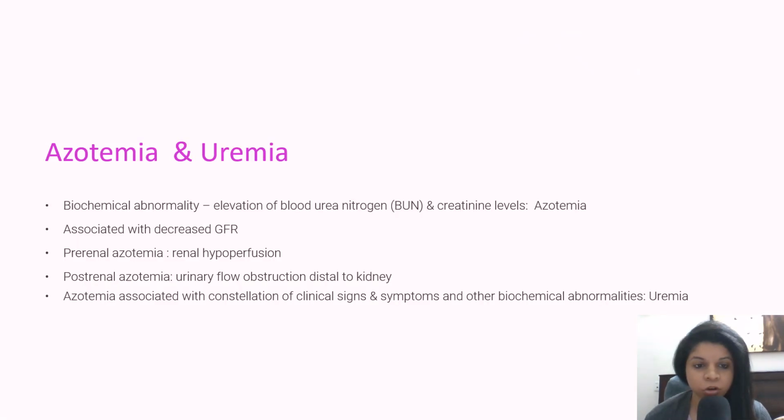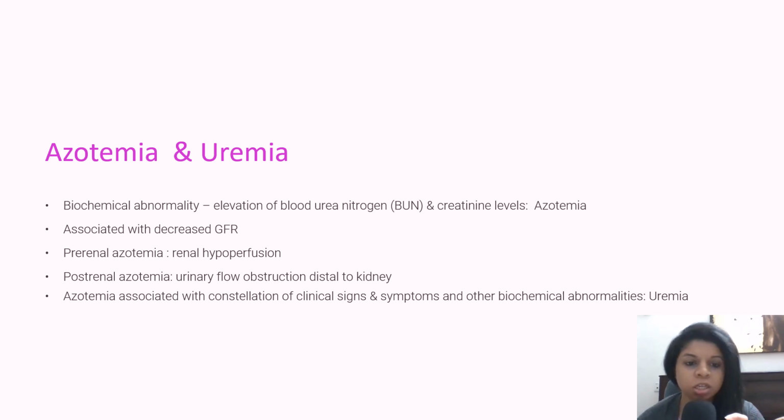So now coming to the topic proper, before that you will have to know about two terminologies, that is azotemia and uremia. What is azotemia? Azotemia is a biochemical abnormality when there is elevation of blood urea nitrogen and creatinine levels in the serum. Okay, so biochemical abnormality in which there is elevation of blood urea nitrogen and creatinine levels in the serum. Okay, this is called azotemia, the biochemical abnormality.